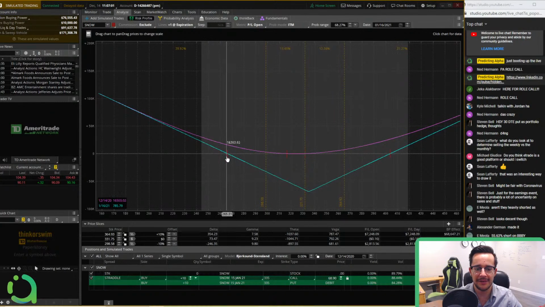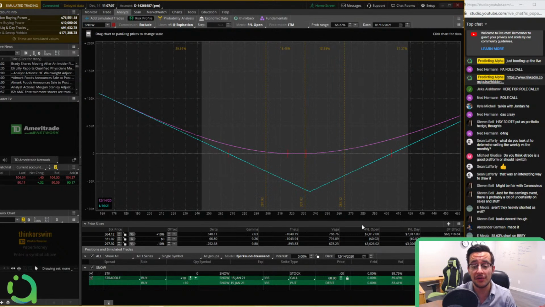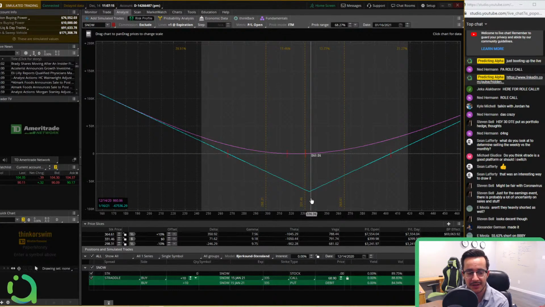Right, we have break evens at 265 and 404. Right, it's a big range, right? But don't forget, this is a stock that moves like crazy. So if we see a break to either side of this, we're going to start making a lot of money really quickly. But we do have a big max risk here, right? This is not a trade that if you have a $10,000 account, you're probably putting on. It's way too much buying power.